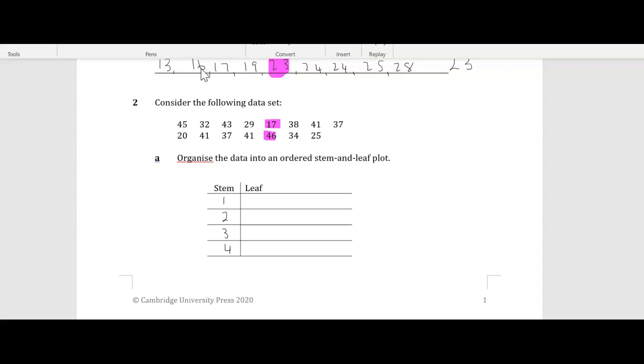And remember, we've got to write always a key. So the first number I'm going to write is 17. So 1 | 7 is equal to 17.